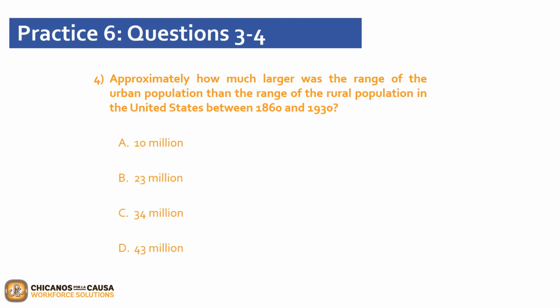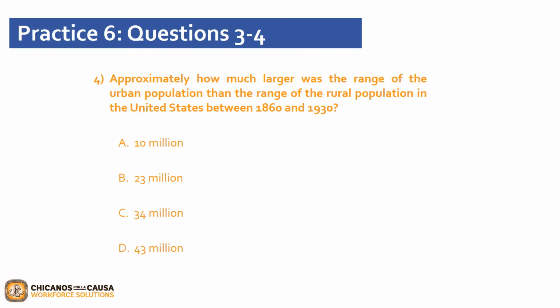Let's start. The average rural population in 1930 was 54 million, and in 1860, it was 25 million. We are going to find the range between these 2 years. In order to do that, we are going to subtract 25 from 54, which gives us 29 million. The average urban population in 1930 was 68 million, and in 1860, it was 5 million. We are now going to find the range between these two time frames, just like we did earlier. The range is 63 million.